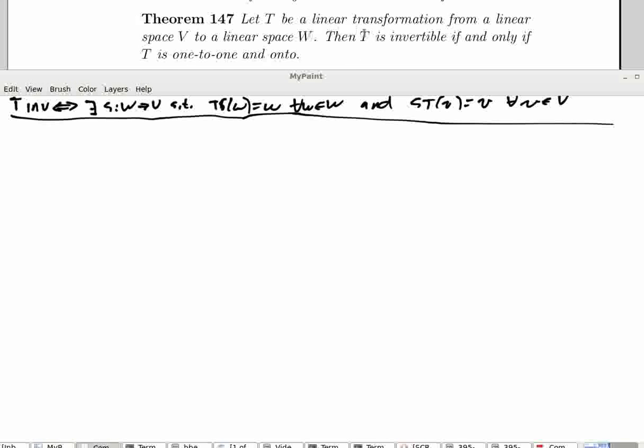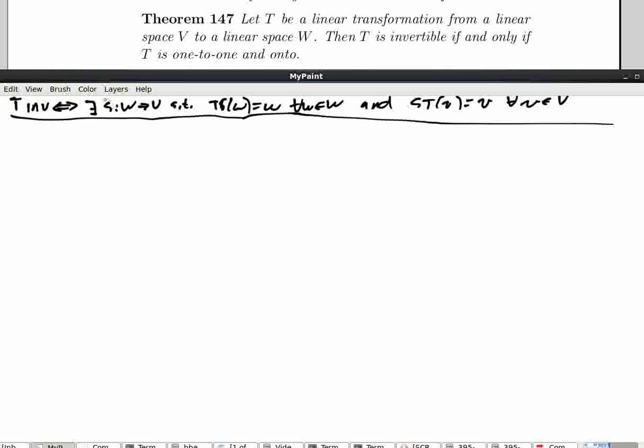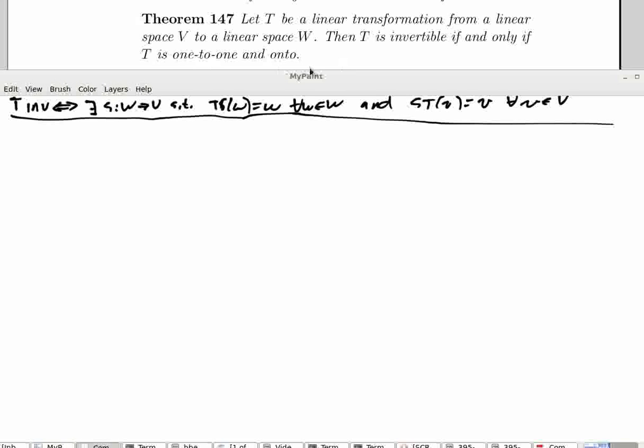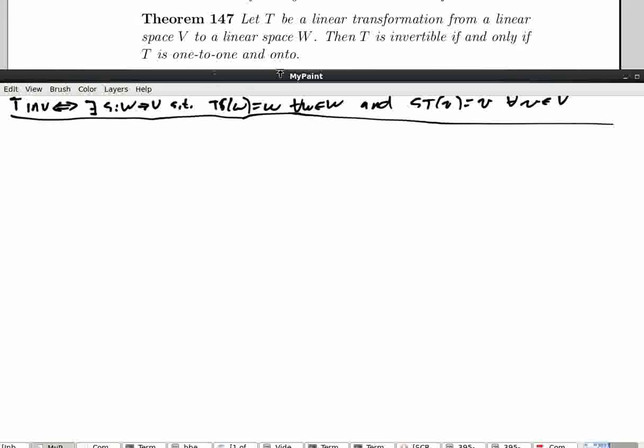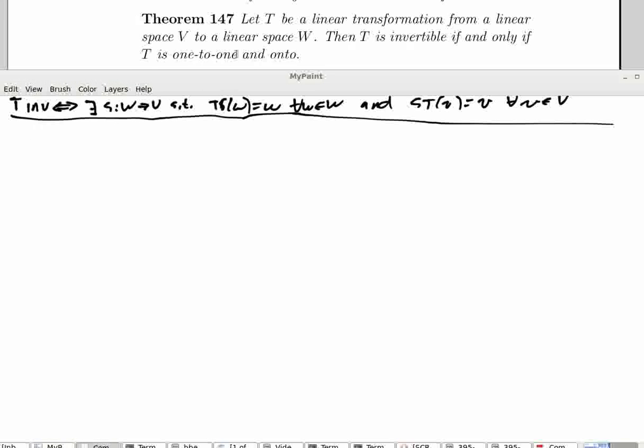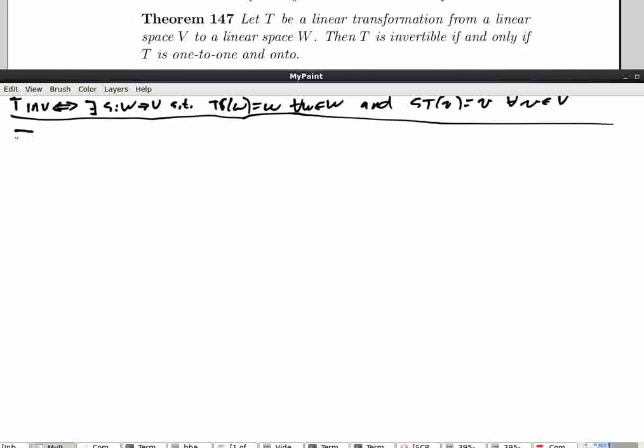So what we're saying here is that it's invertible if and only if it's 1 to 1 and onto, which means that if you can find a map S like so, then T is 1 to 1 and onto, and if it's 1 to 1 and onto, you'll be able to find a map S. So I'm going to prove this, and it's an if and only if, so I need to prove two different things. I'm going to prove this maybe the second direction first.